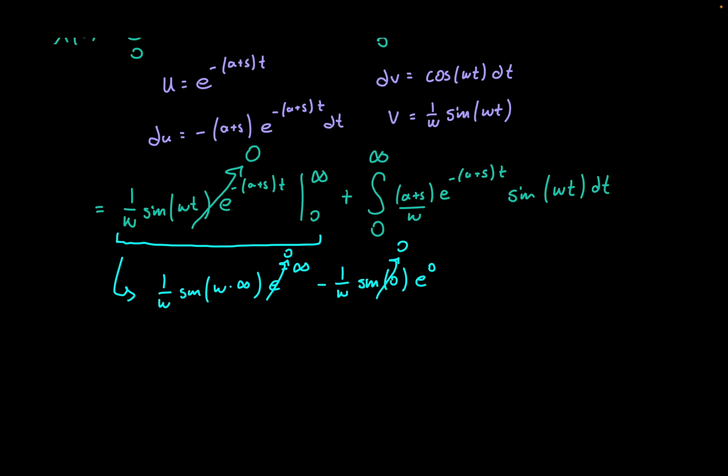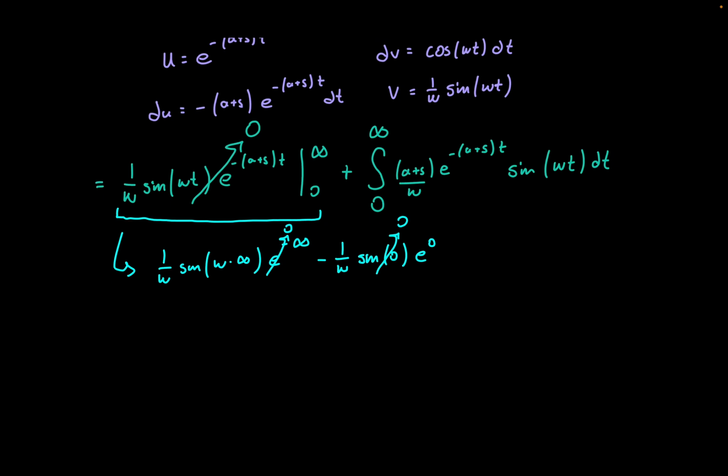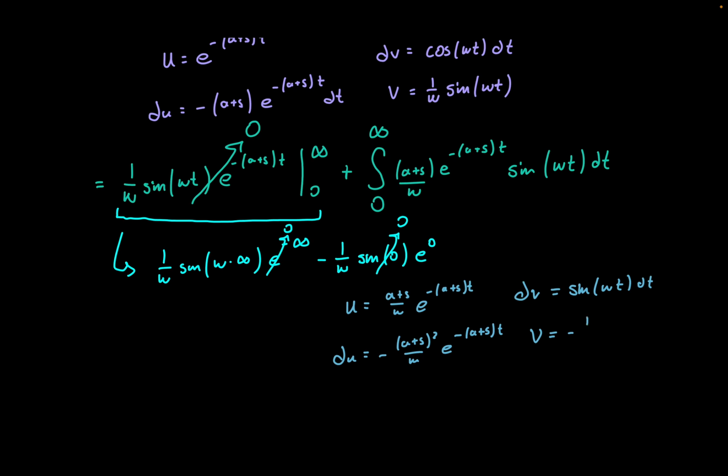Now we can use integration by parts yet again. We only have a total of 2 times, so this is the last time, promise. We set u this time equal to a plus s divided by omega times e to the negative a plus s times t. Then du will be equal to negative a plus s squared divided by omega times e to the negative a plus s times t. Then dv is equal to sine of omega t dt, and by integrating, you get that v is negative 1 over omega cosine of omega t.